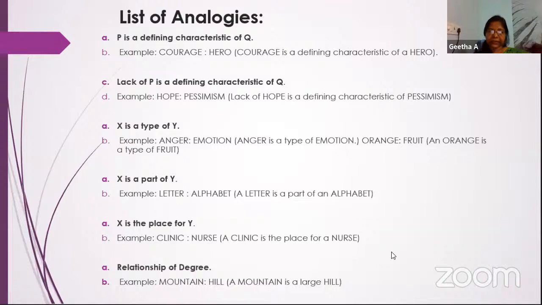Relationship of degree. At times the relation will be a relationship of degree, like how it varies. For example, we have mountain and hill, right? So a mountain is a large hill. The relationship may be of varying degrees also, the same thing but varying degrees. So these are the types of analogies you will find, and you will need to find out the answer for that from the choices given.